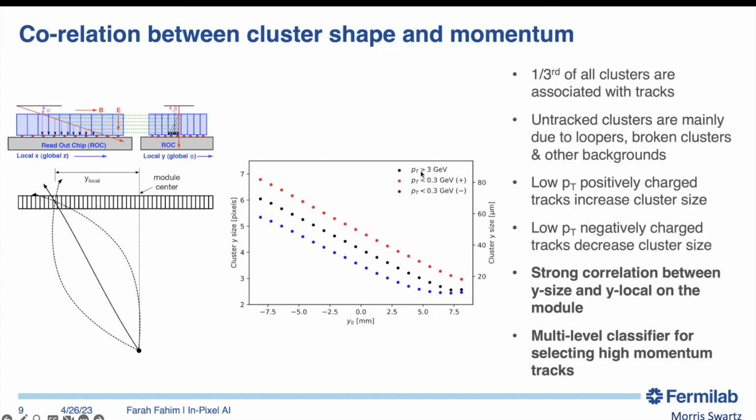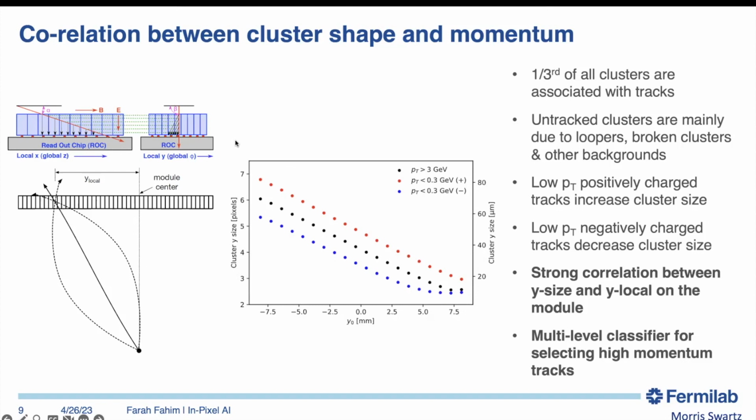I can plot these 3 plots, which is if my momentum is greater than 3 GeV, this is the line that it follows. If my momentum is less than 3 GeV, but it is positively charged, this is what it looks like. And if the momentum is less than 3 GeV, but it is negatively charged, this is what it looks like. So you can see that there's a divergence in behavior and it really strongly matters whether you're positively or negatively charged. And there's a very strong correlation between Y size, what we call the number of pixels in the Y direction that were hit, and Y local, which is where exactly on that module your track was passing through.